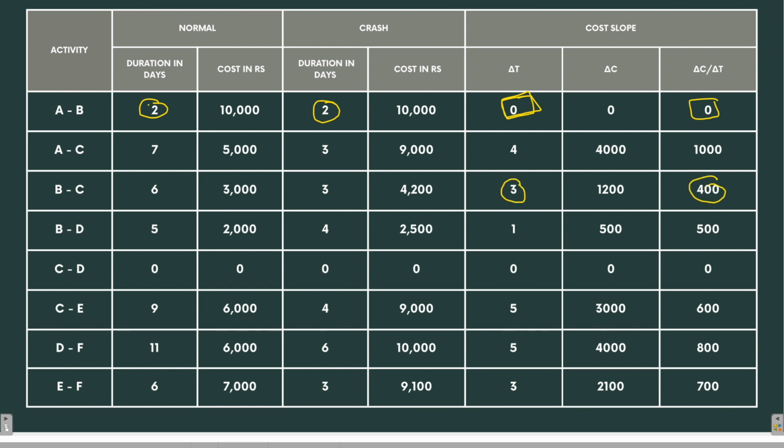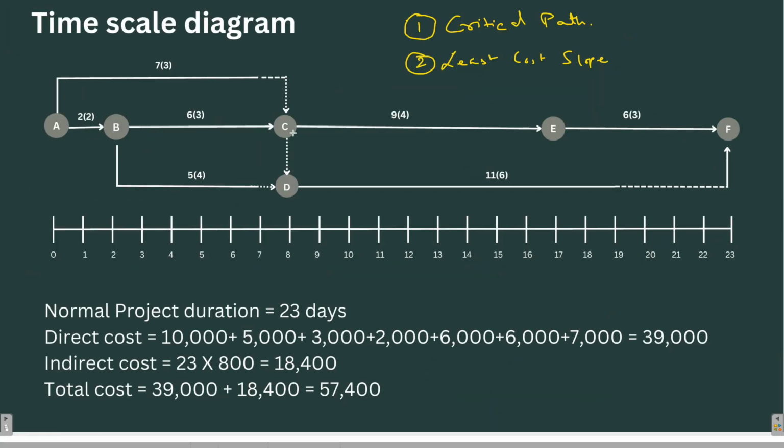And BC can be crashed for 3 days. So let's start crashing BC, and the cost of crashing is 400 rupees per day. So this is BC. Now here the question is, can I crash it for 3 days?